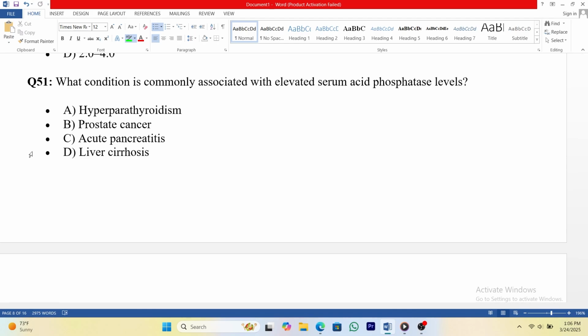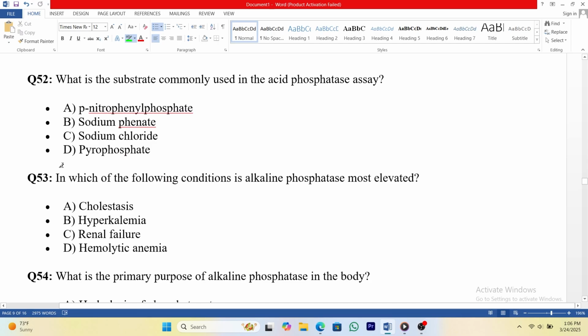A. Hyperparathyroidism. B. Prostate cancer. C. Acute pancreatitis. D. Liver cirrhosis. Answer: B. 52. What is the substrate commonly used in the acid phosphatase assay?